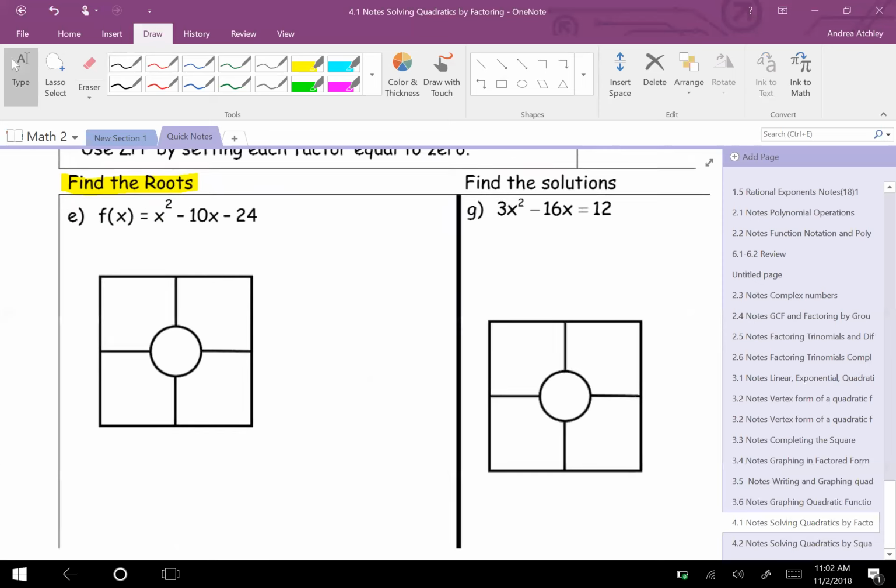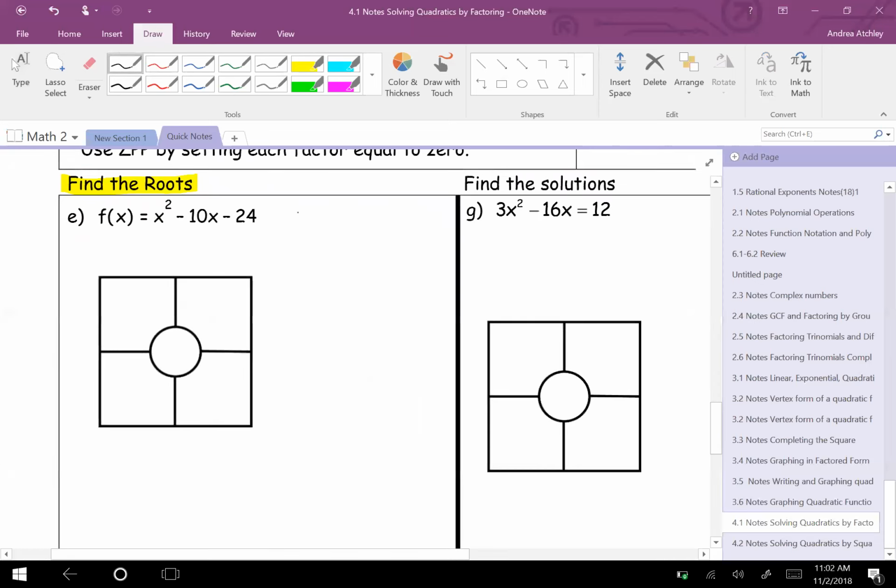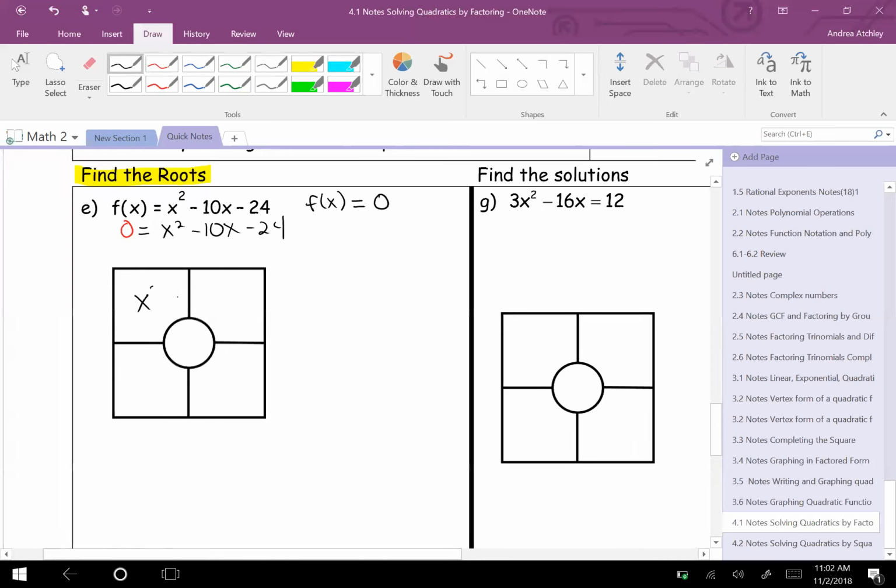So the first thing is you're looking for the x-intercepts. So you have to set it equal to 0 because f of x is 0 or y is 0 when you're on the x-axis. So plug in 0 for f of x. So x squared minus 10x minus 24. We're going to get x squared minus 10x minus 24.